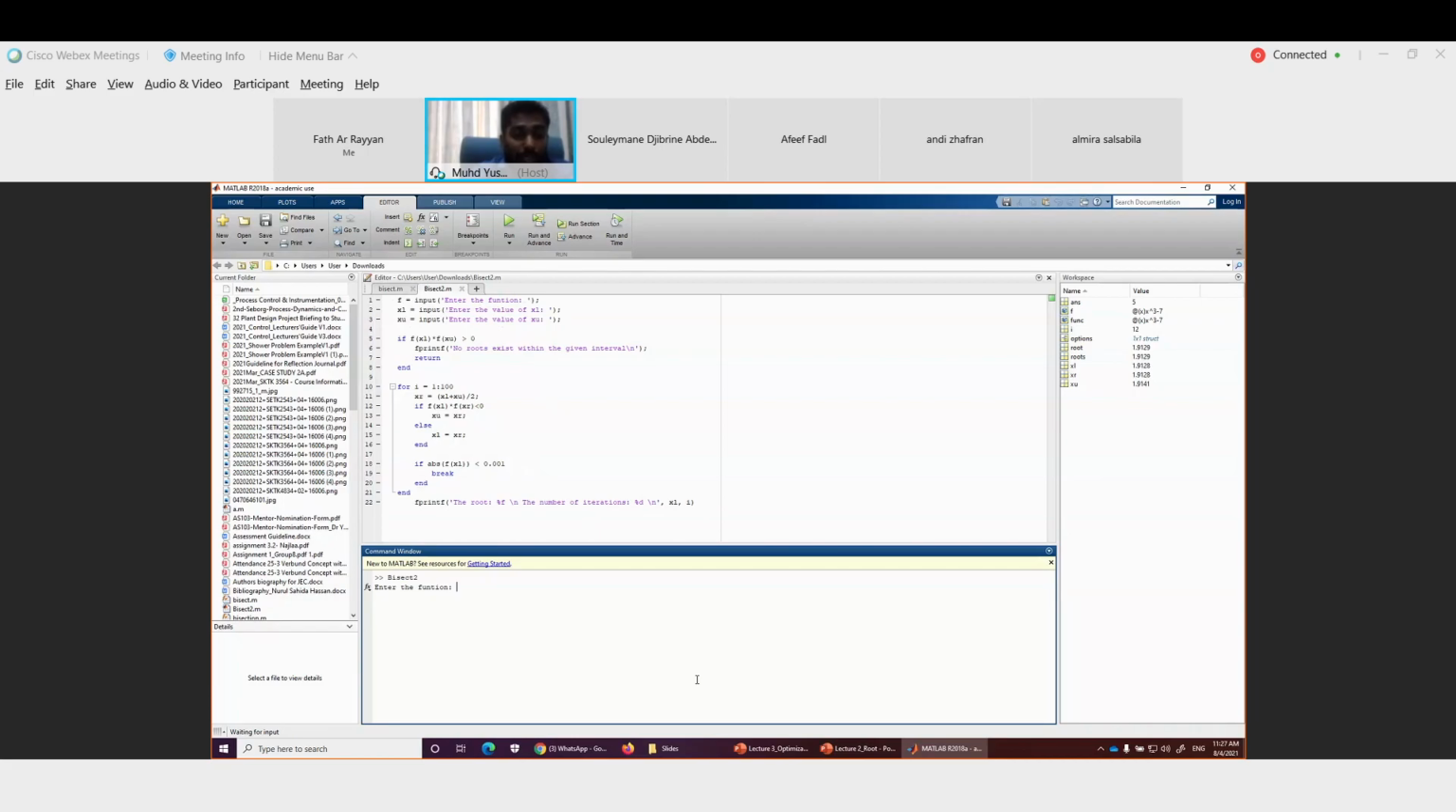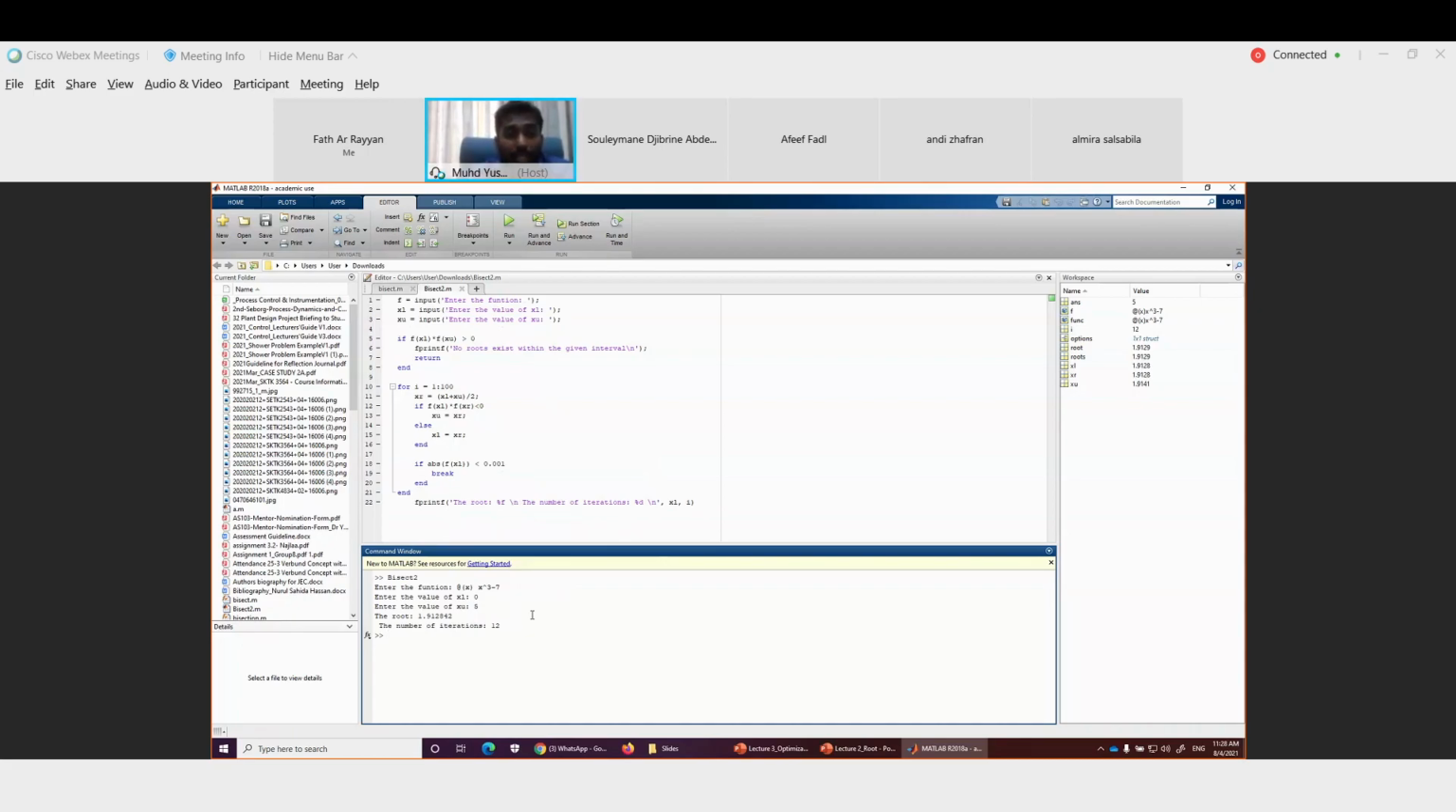So let's say the same function that we have just now. I should have it somewhere here. So you have a function of x, and then the same thing, lower limit 0, upper limit 5. It will tell you the root is 1.9, and the number of iterations it takes is 12.